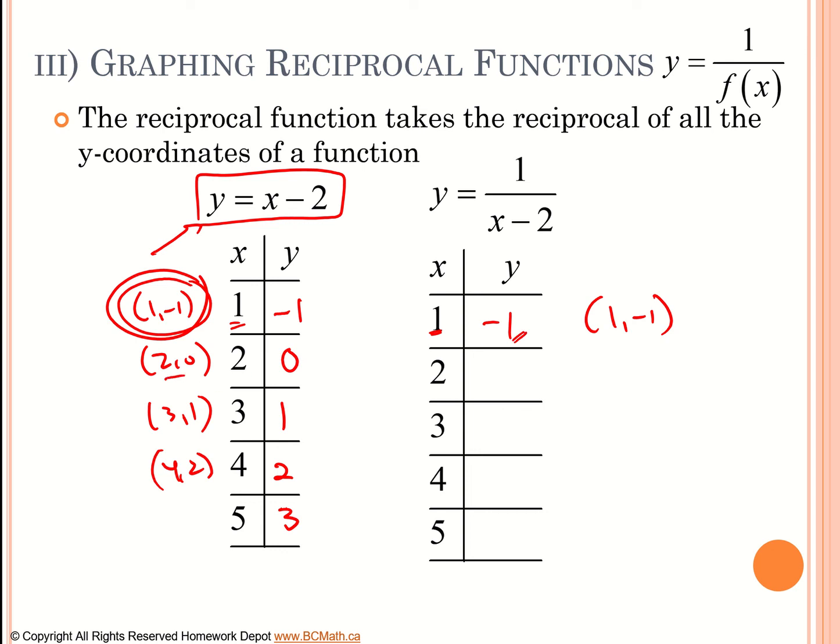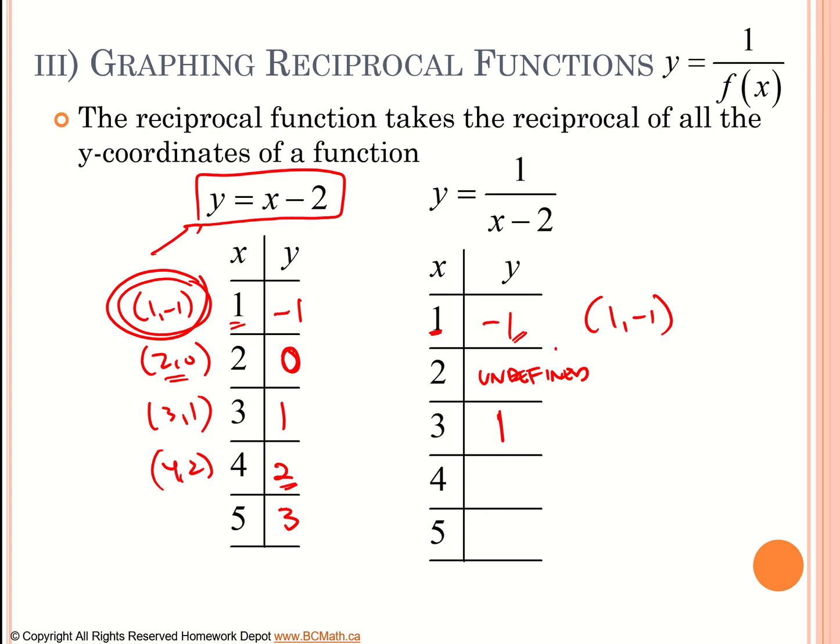The second one is 2 comma 0, so the y value is 0, right? For the reciprocal graph, it'll be 1 over 0, and 1 divided by 0 is undefined. So this point now becomes undefined. And 3 comma 1 stays as 3 comma 1 because 1 is a value where, when we take the reciprocal, it doesn't change.